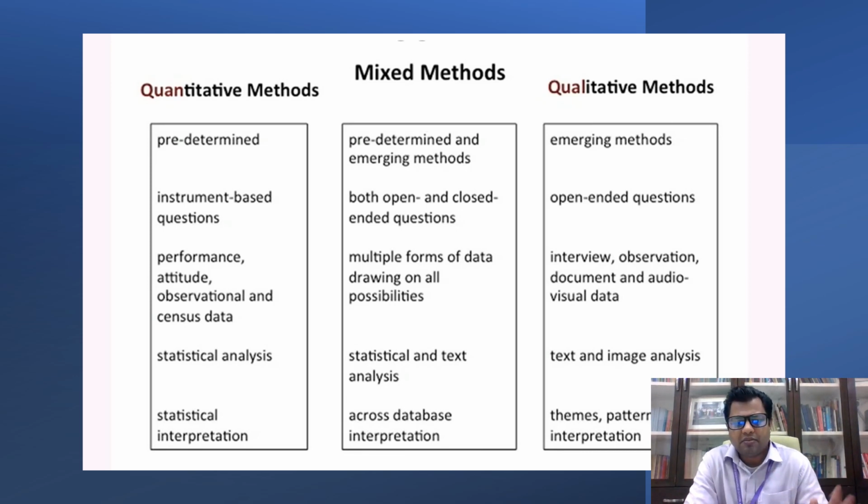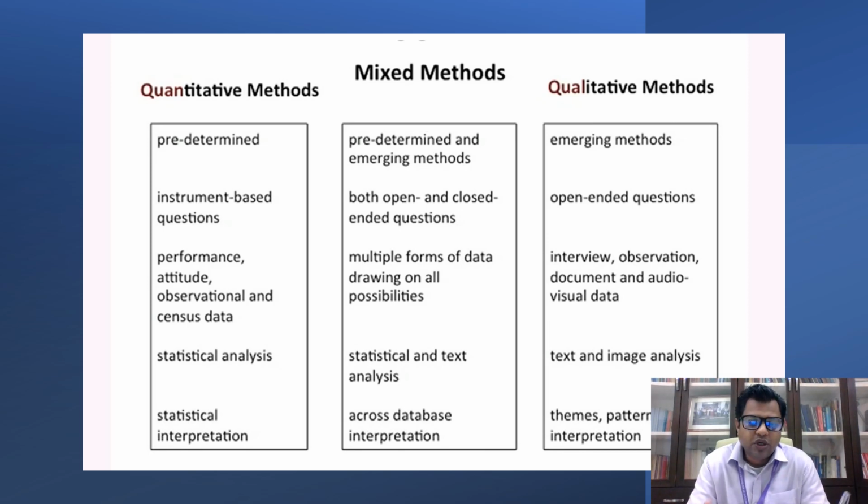So in one column, Creswell is saying the numbering is within. And in qualitative method, you get the emerging method. It's more open-ended questions, interview, observation. These are all from the participant's point of view. Themes, patterns, and interpretation. These subjective things you have.